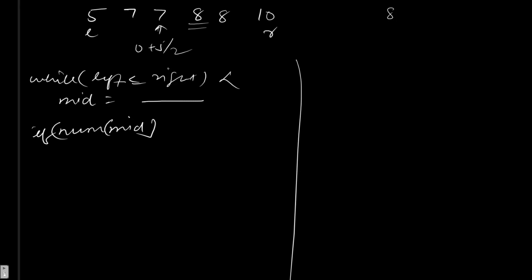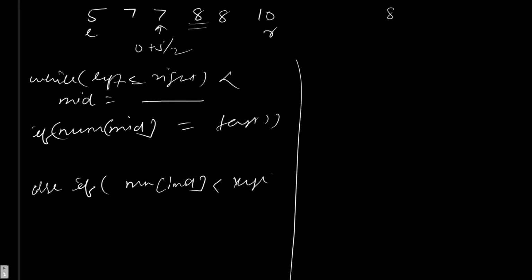First we have to check if nums of mid is equal to the target. In that case we have to do something. And if this is not true, that means in the else part it is not equal to the target, then we have to go either left or right. So else if nums of mid is less than target, in that case we have to go to the right part. So how can we go toward the right?